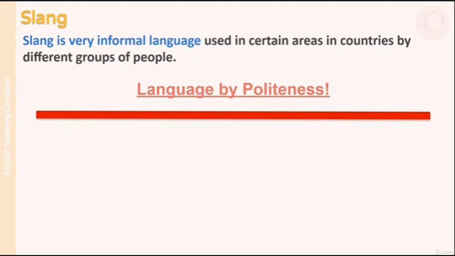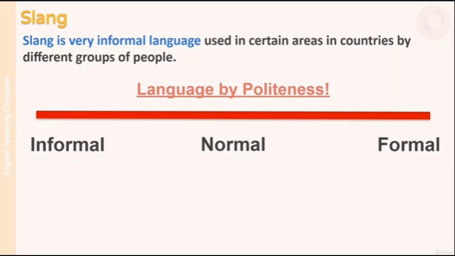Okay, so if we consider language by politeness, imagine this is the line of politeness. Down here we have informal language. Informal language means less polite, more relaxed. In the middle, we've got that halfway of normal speech, not impolite, not too forced and polite. And right at the top, we have very formal language. This might be the language used by the Queen of England. So probably something we don't use as much.